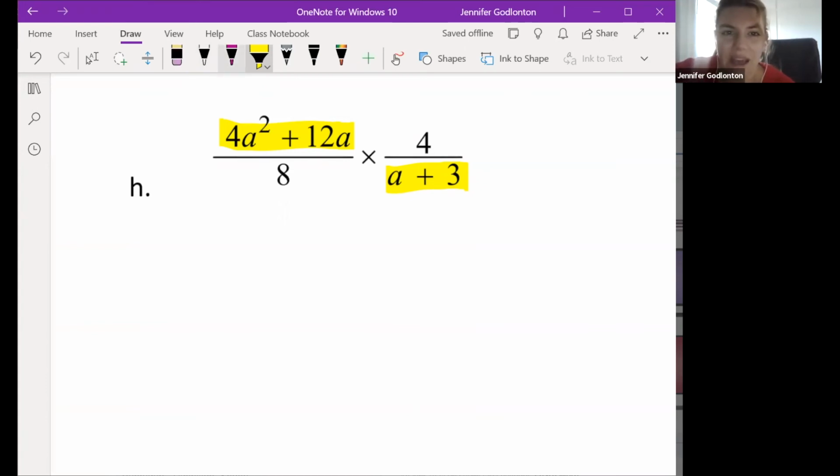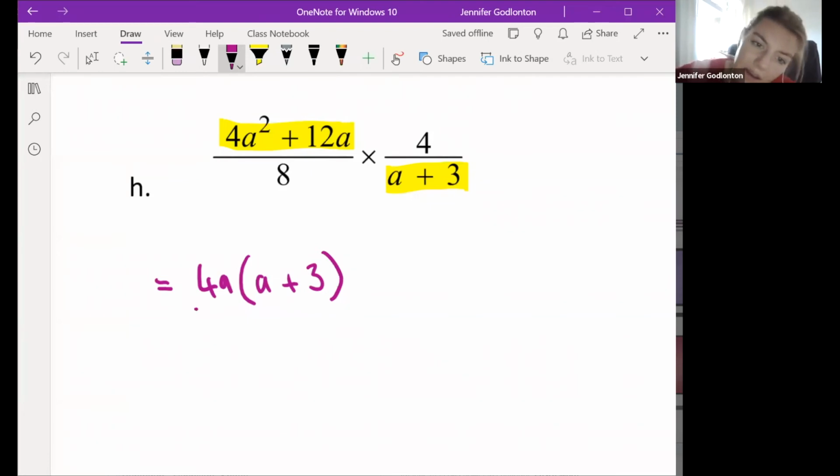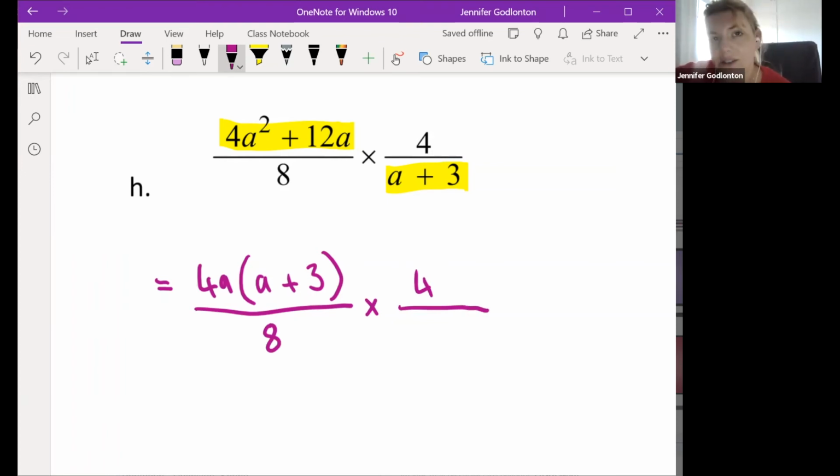We're going to look up here. It's 4a squared and the 12a. So my highest common factor there is going to be 4a. And I'm going to be left with a plus 3, all over 8 times 4. Now this a plus 3 down here, there isn't anything I can do. So when there's nothing I can do, I can just put it in a bracket like that. So basically, I'm just hugging it together so that it's closed.